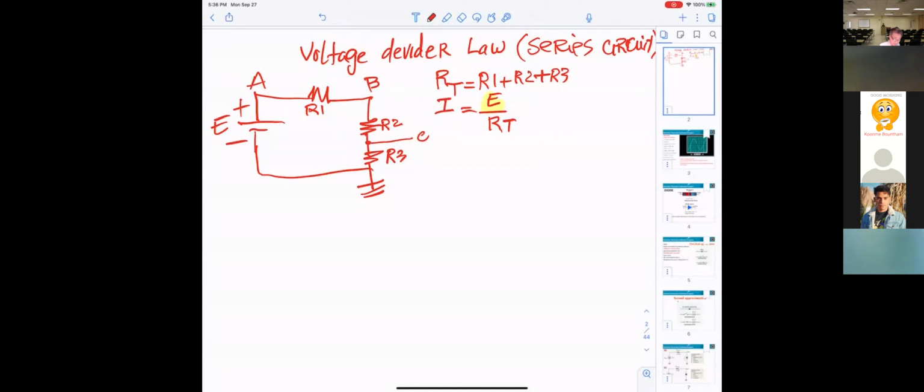Okay, now, if I want to calculate the VR1, you understand that will be I times R1. VR2 is I times R2. VR3 is I times R3.